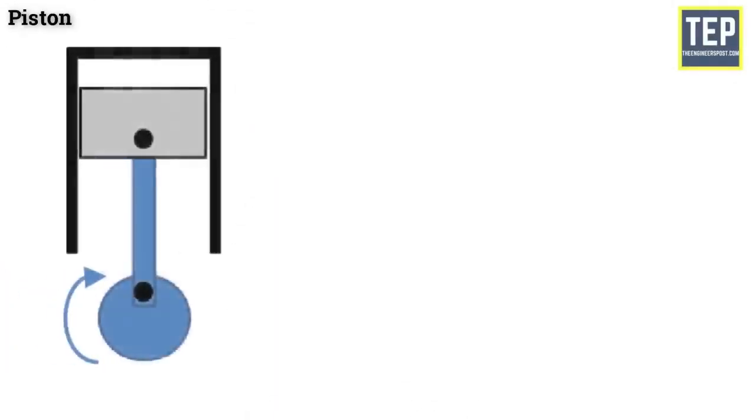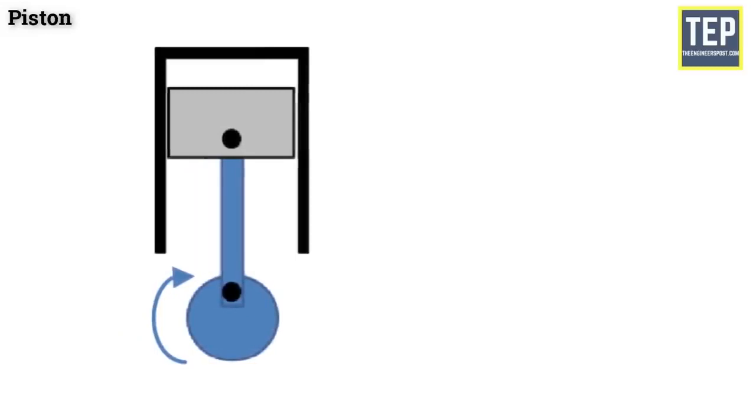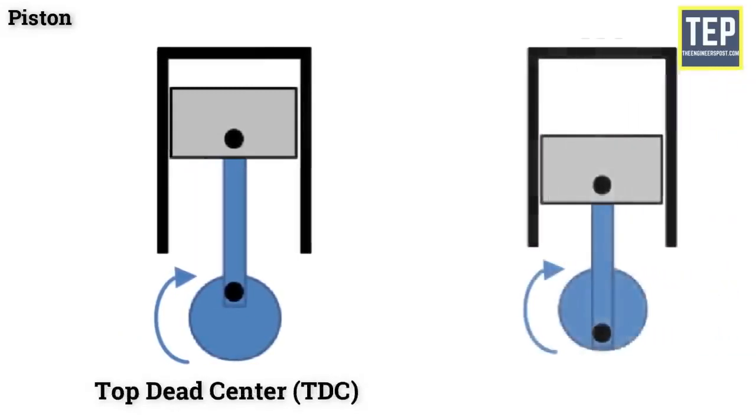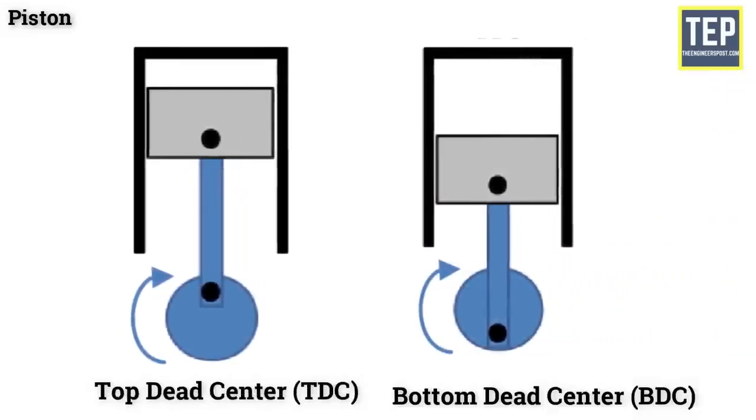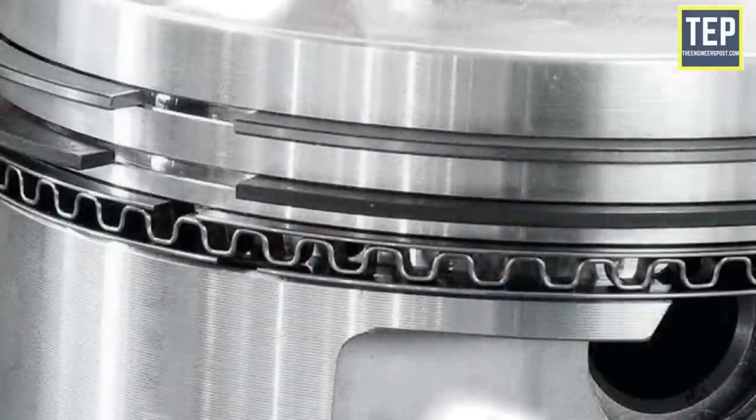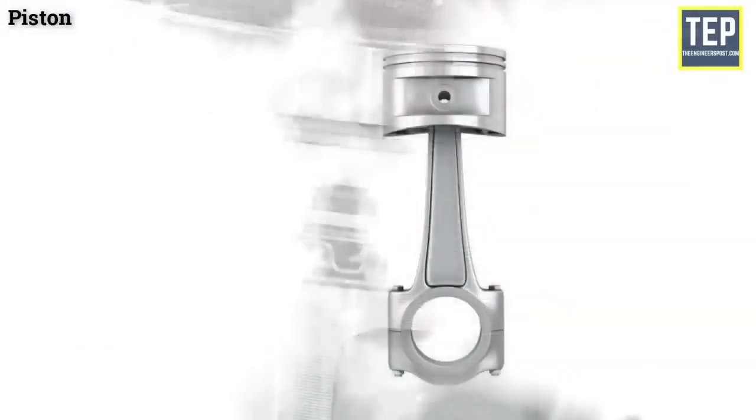The highest position the piston reaches in the cylinder is called the top dead center, and the lowest position it reaches is called the bottom dead center. It is provided with about 3 to 5 piston rings that provide a good seal between the cylinder wall and piston. The efficiency and economy of the engine primarily depend on the working of the piston.